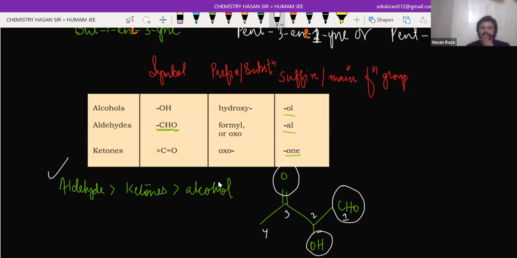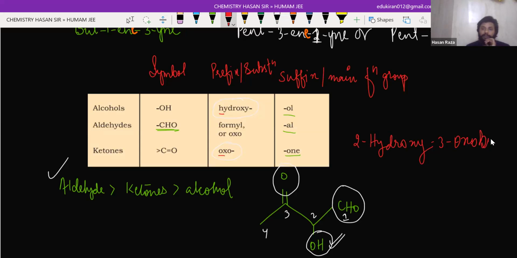When alcohol is used as a substituent, its name is hydroxy. And when ketone is used as a substituent, its name is oxo. Now you are going to write the names with positions. Always write the names in alphabetical order, O and H, so H comes first. So I'm going to write 2-hydroxy, and then 3-oxo, and then jump to the parent chain.